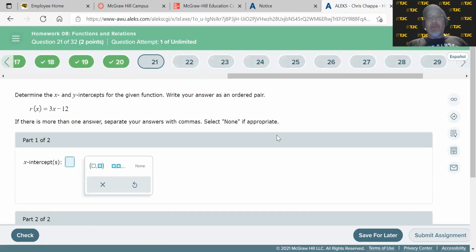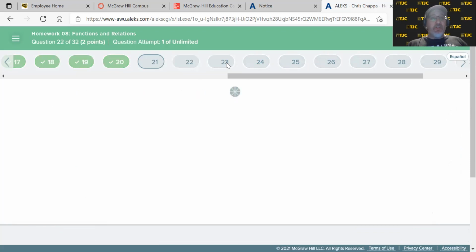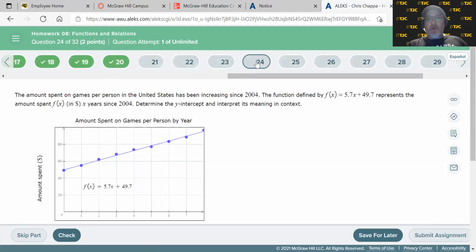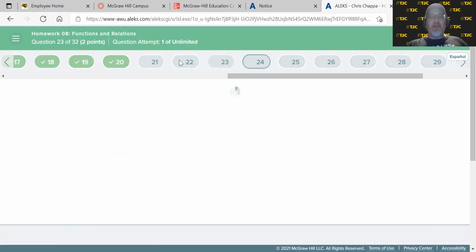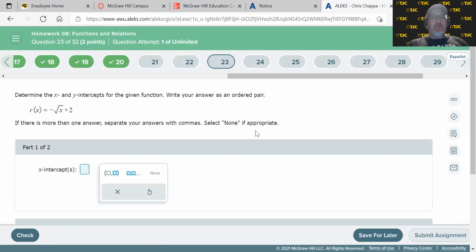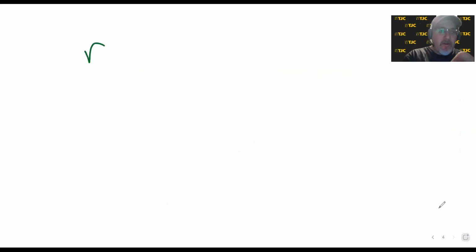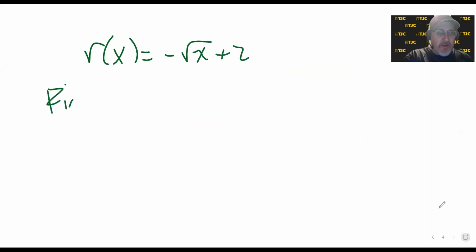Oh, determine the x and the y intercepts. I believe 20, 21, 22, 23 are all find x and y intercepts. 24 is another word problem, which I'm not going to go over. I'll leave it up to you to take a look at it. But I do want to talk about 21 through 23, which is finding x and y intercepts of a function. We talked about this in class today, but not from a function perspective. We'll do this one: R of x equals negative square root of x plus 2. The question is to find the x and y intercepts.